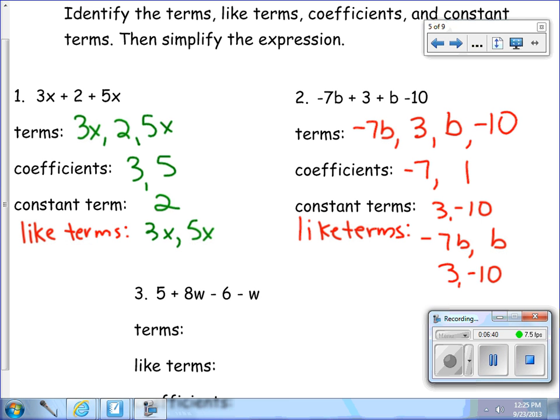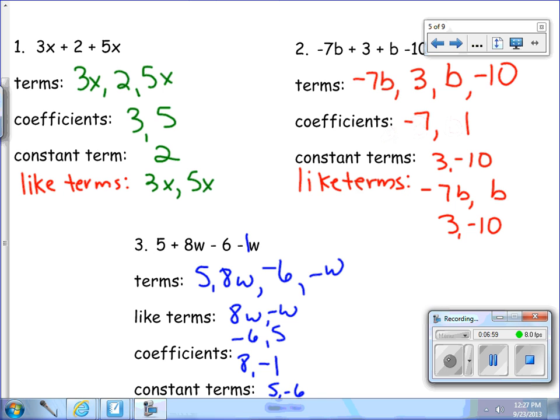Number 2, our terms are negative 7b, 3, b, and negative 10. The coefficients are negative 7 and 1. The constant terms are 3 and negative 10. The like terms are negative 7b and b, and then 3 and negative 10. In our third example, our terms are 5, 8w, negative 6, and negative w. Our like terms are 8w and negative w, and negative 6 and 5. Coefficients are 8 and negative 1. Our constant terms are 5 and negative 6.